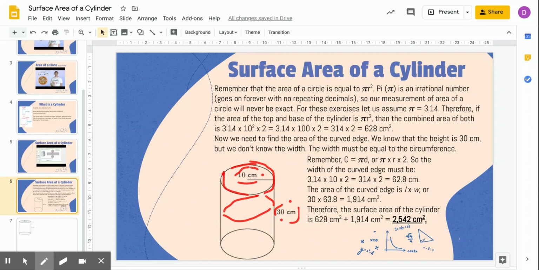Okay, therefore we need to add the area of this top shape here with the bottom shape here, which we've already done. That's how we got our 628 centimeters squared. And then we need to add to it the area of our curved edge, right, which is this. Okay, so we add them together, 628 centimeters squared plus 1,914 centimeters squared equals 2,542 centimeters squared. So that is the surface area of this whole thing. Okay.